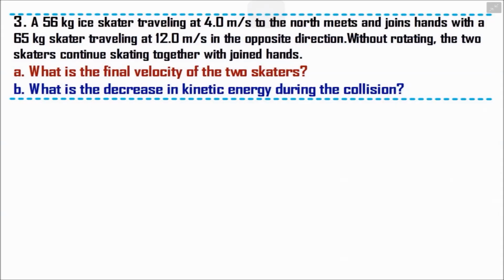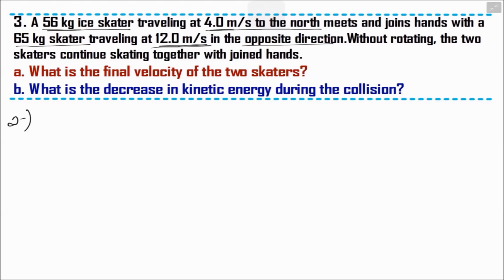Hello, welcome everyone. In this question it says a 56 kilogram ice skater traveling 4 meters per second to the north. That means positive. She meets and joins hands with a 65 kilogram skater traveling 12 meters per second in the opposite direction. Opposite direction means opposite velocity, that means negative velocity. Without rotating, the two skaters continue skating together with joined hands. That means combined mass again. What is the final velocity of the two skaters?